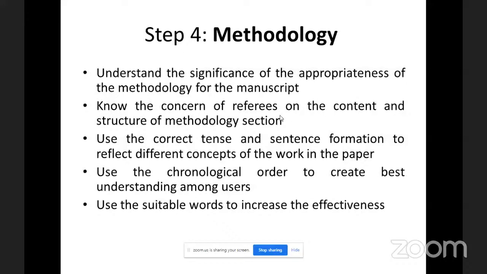Chronological order. Chronological order means what? The meaning of chronological order here is the first step which you require to solve that problem. So the first step normally is what? Data collection. You should not change the order, like putting the data collection at last or in the middle. That will be the wrong thing.